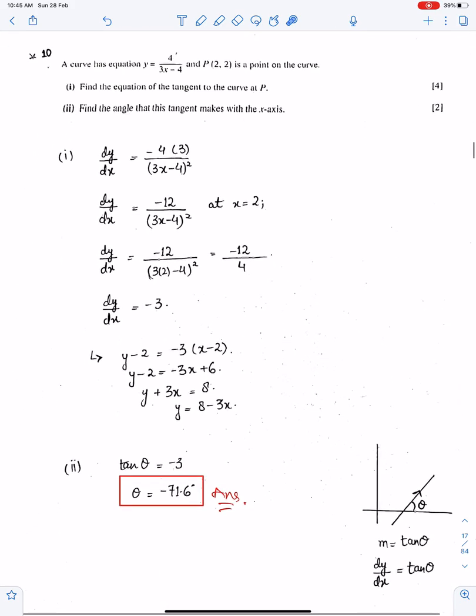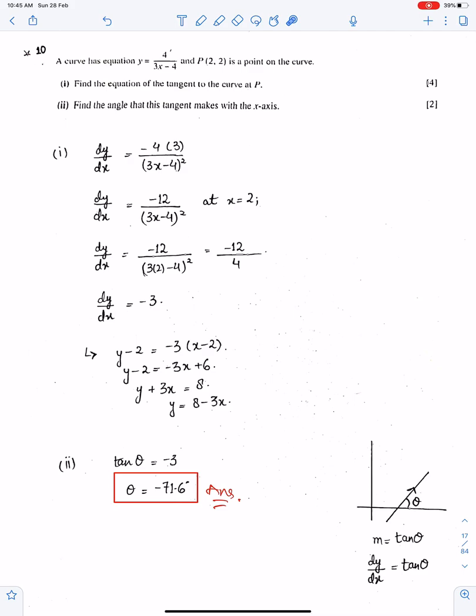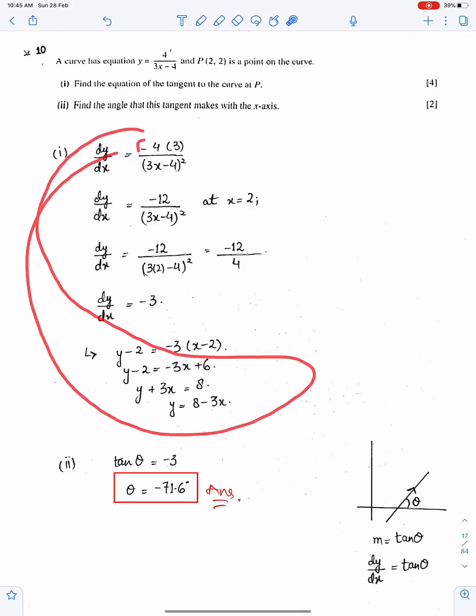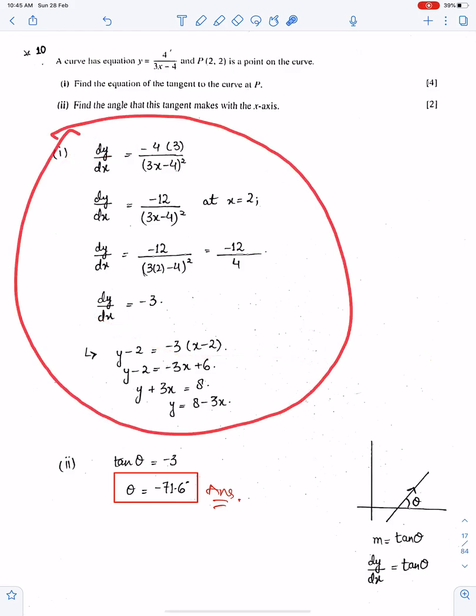The second part of this question is important. The first part is simple. In fact, the first part is differentiation, the equation of a tangent. This is the repetition, so I'm leaving the first part. If you want to check the solution, you can. This is the equation of the tangent. You all know how to get the equation of a tangent.